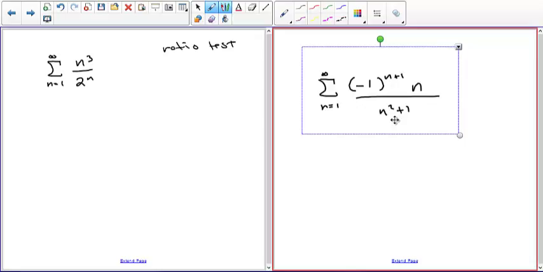I mean, in this case, I think it works for all values of n. But yeah, there are a few weird cases where it doesn't apply for all n.